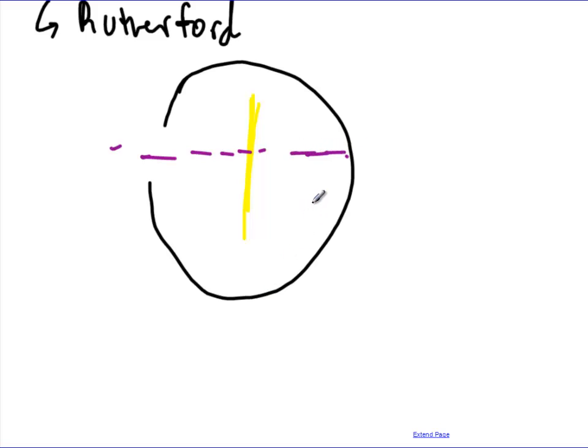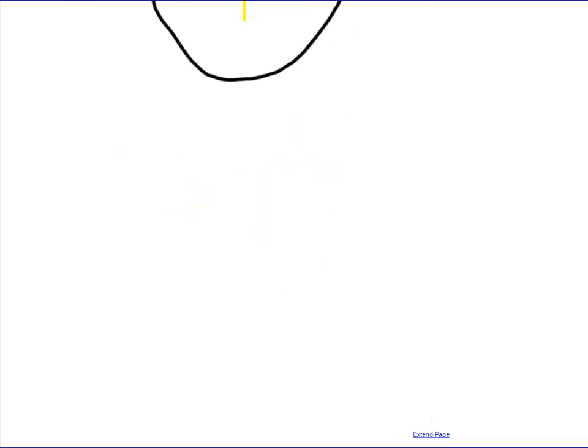Which mostly happened, but occasionally some things got deflected a little bit, which, alright, that's okay, it happens. But then some of them bounced straight back, or almost straight back. Now this is just like shooting a bullet. If a bullet's going to bounce off of something and come back, that means it hit something that was fairly big, fairly massive. Rutherford didn't expect this at all, and he tried to figure out what's actually going on in there.